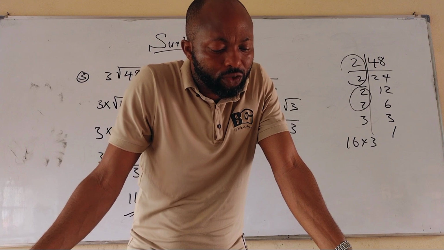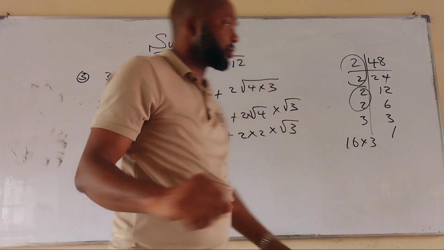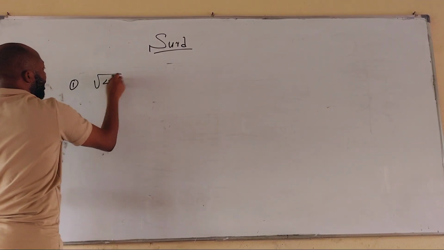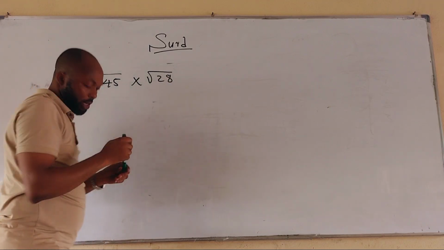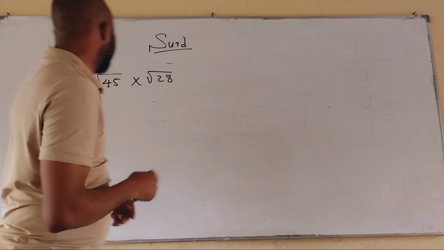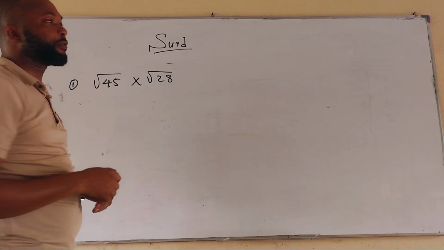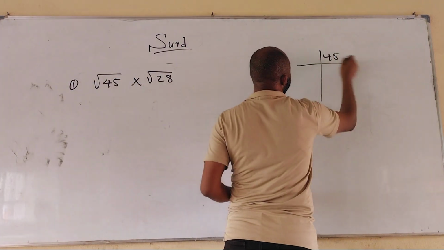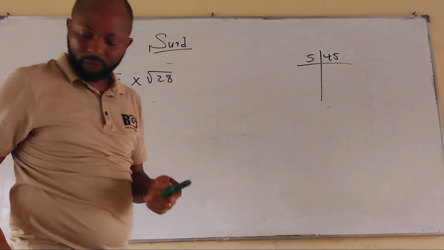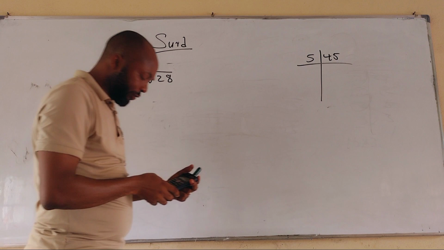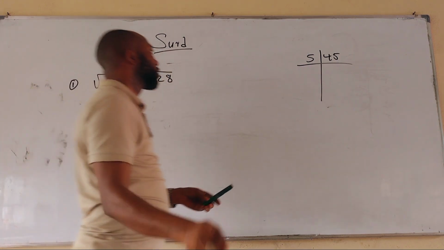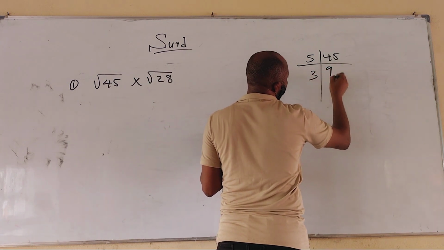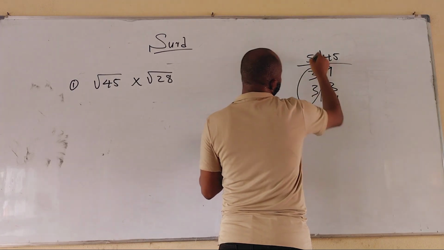Simplify root 45 times root 28. In 45, we simplify. 45 divided by 5 is 9. 3 goes into 9, giving 3, and 3 goes into 3, giving 1. So 45 is 9 times 5.